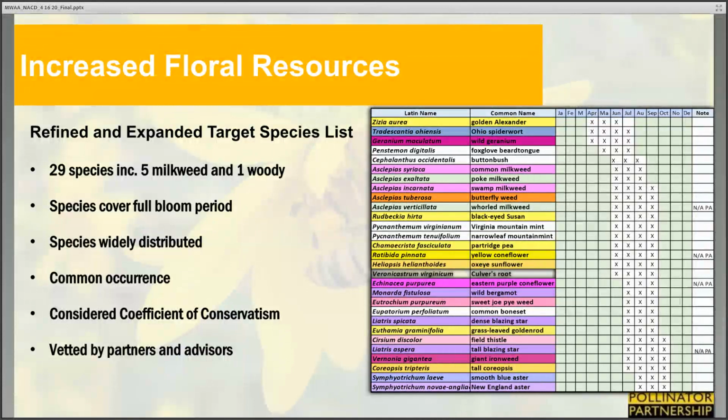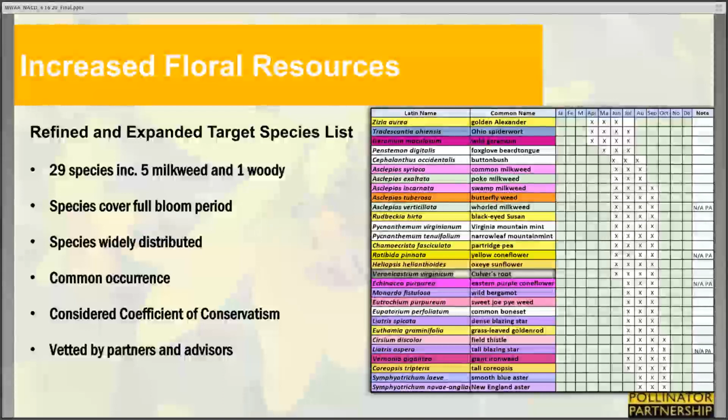So with the goal of increased floral resources, we refined and expanded our target species list. So you can see the species here, and we increased it to 29 species, 5 milkweed species, 1 woody species, and then the rest are native nectar plants.